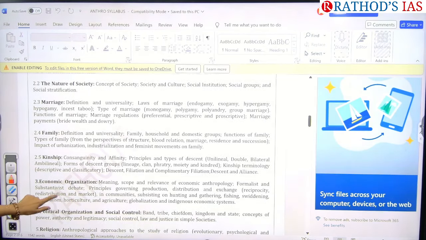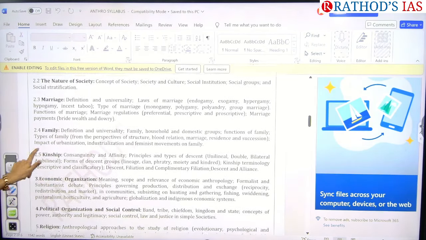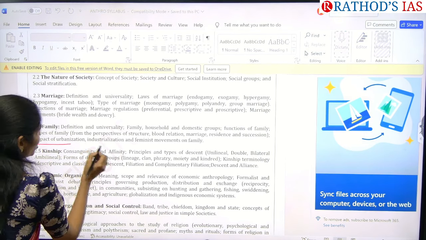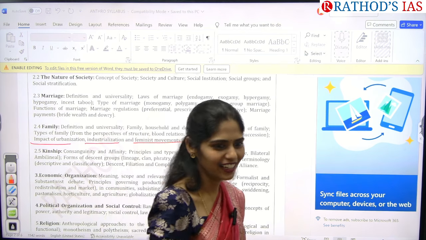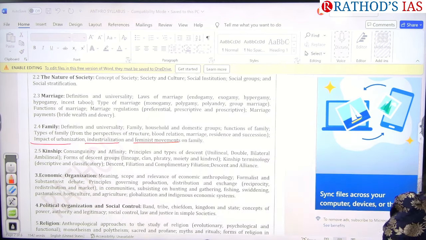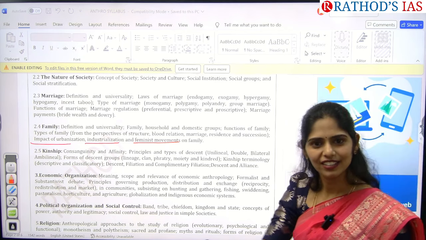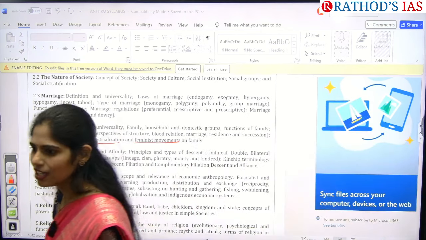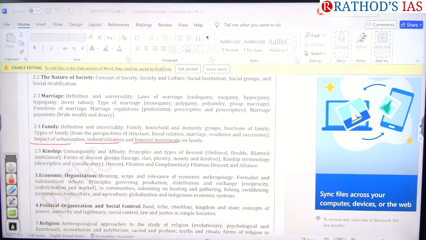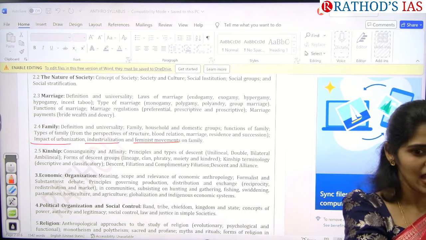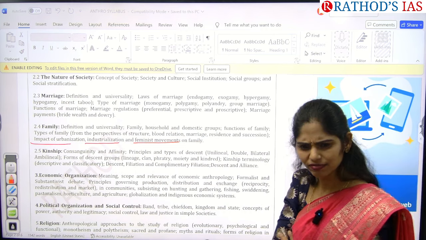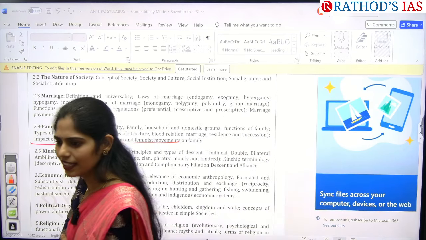Types of family. And next one is very important: impact of urbanization, industrialization and feminist movements on family. Now we are in an urbanized and industrialized era, and even a post-industrialized era, especially in some developed countries. What is the impact of industrialization on family? Do we have joint families now? We have nuclear and subnuclear, very small families. Any other change? Yes, migration. Okay, next.